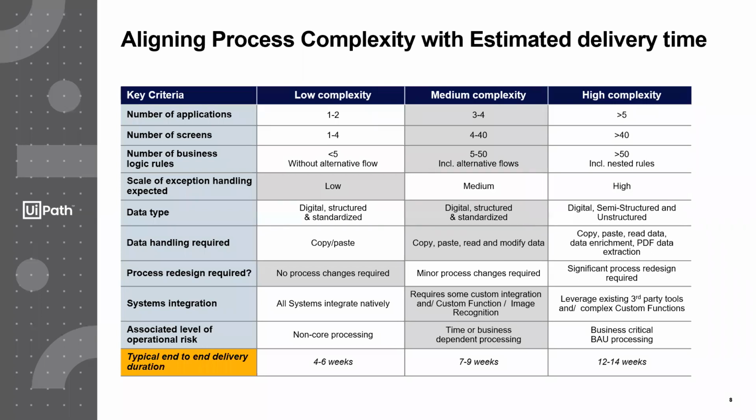Then we have the process redesign required. This is if the process is not stable, or we understand the process requires a lot of changes to begin with. If it is yes, then it is actually a high complexity. If it's a significant process redesign, high. Minor changes, okay, we can manage with minor changes. No process changes required, it's a low complexity, very easy to understand.